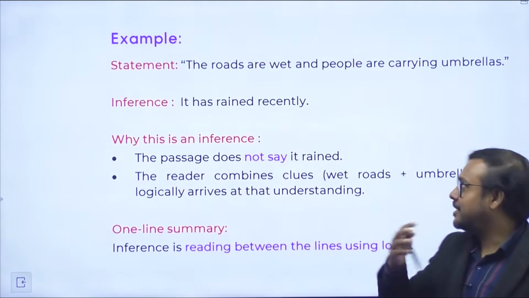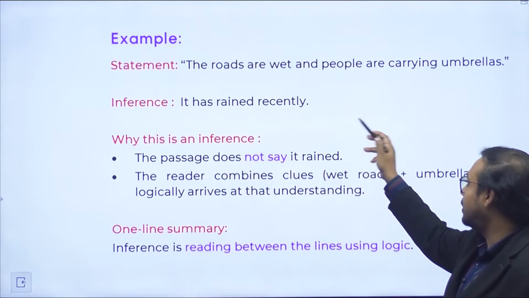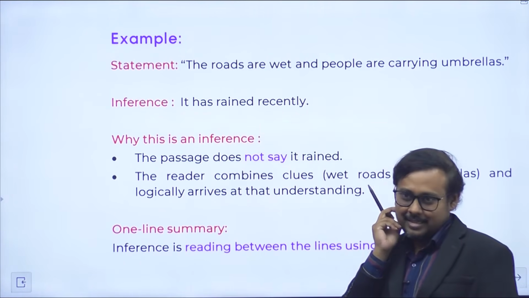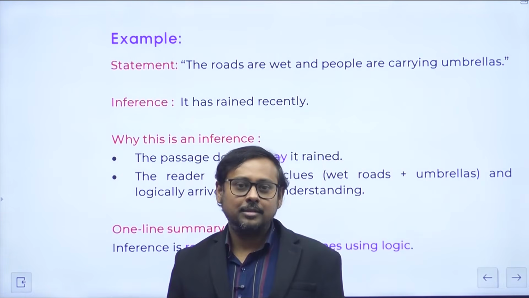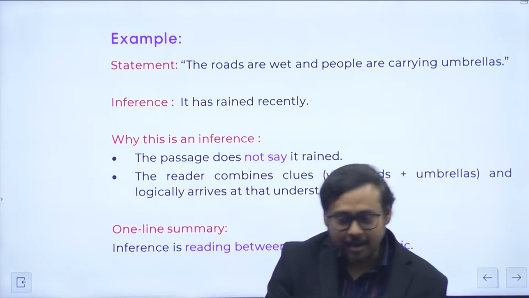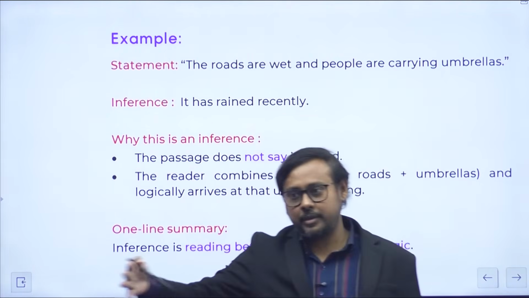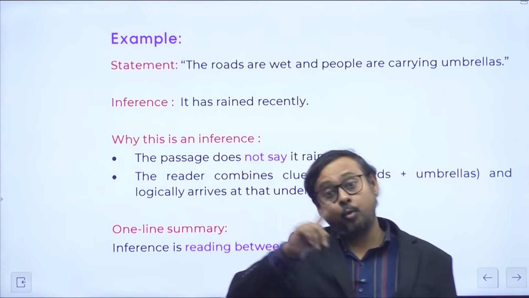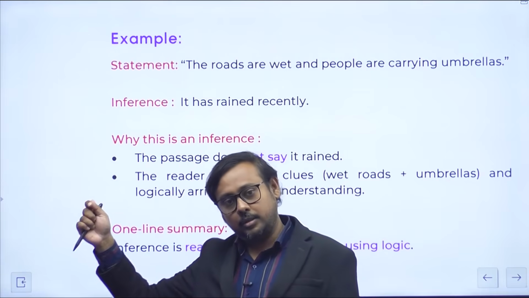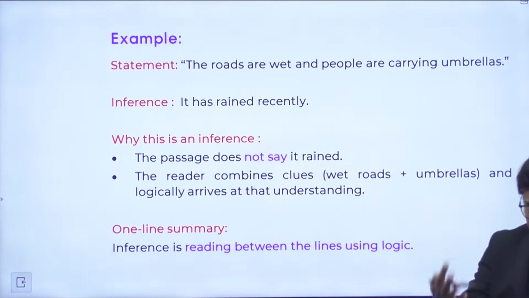There is a third inference also. Anybody? The catch is in the roads are wet. This part. It might not be rain, it can be snow also. So in this statement, aren't there a number of inferences? But in case of implication, there will only be one implication because of the author. The passage does not say it rained.